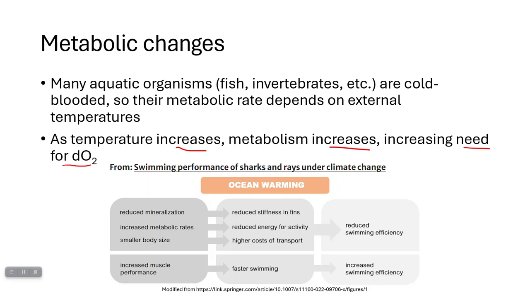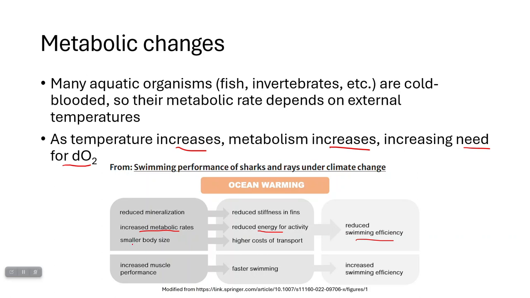So here is a diagram showing some expectations or predictions of what will happen to the swimming of sharks and rays under climate change, especially under ocean warming. And so, what can happen here is you'll see increased metabolic rates, which the consequence would be that there's less energy for activity and less swimming efficiency.